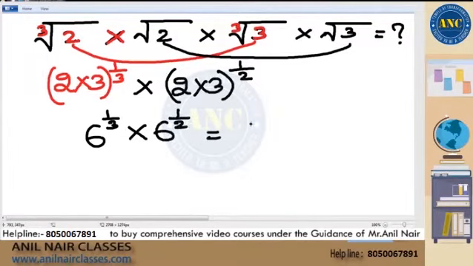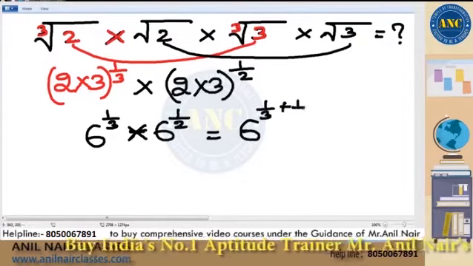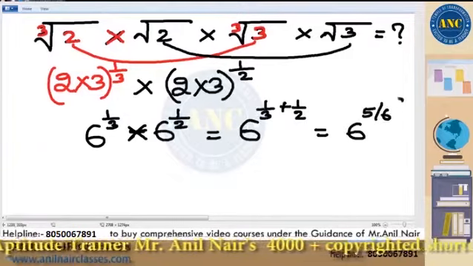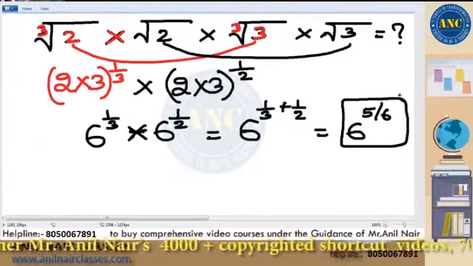Now the bases are same. Keep only one base, and since they are multiplied, you should add the powers. The powers sum is 1 by 3 plus 1 by 2. You will get 5 by 6 in the power. The answer for this question is 6 power 5 by 6.